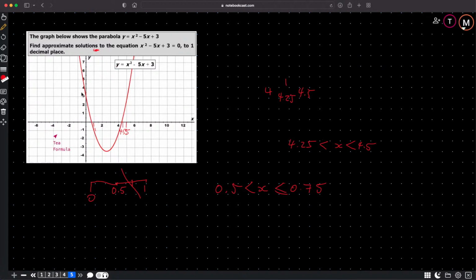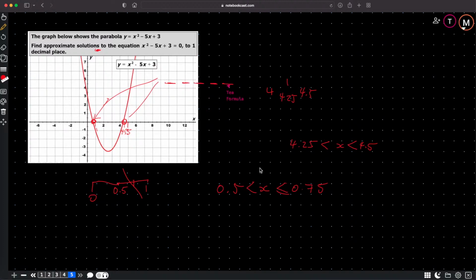So, just testing the idea that the solutions mean where the quadratic cuts the x-axis. Yes, but what else do they call this? I've just had a thought. What else do they call those points where it crosses? Anybody know another name for those points? We could play a game of hangman. And we're going for the plural.